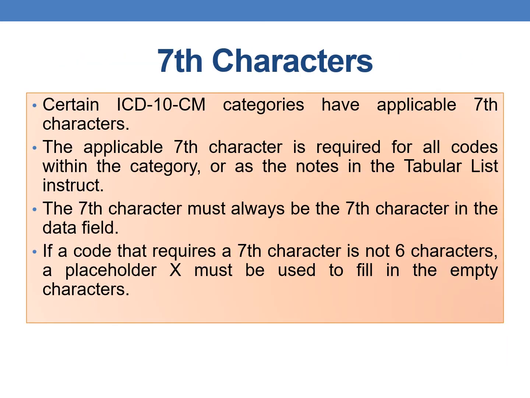Now coming to seventh characters. Certain ICD-10-CM categories have applicable seventh characters. The applicable seventh character is required for all codes within the category, or as noted in the tabular list. The seventh character must always be the seventh character in the data field. If a code that requires a seventh character is not 6 characters, a placeholder X must be used to fill in the empty characters.